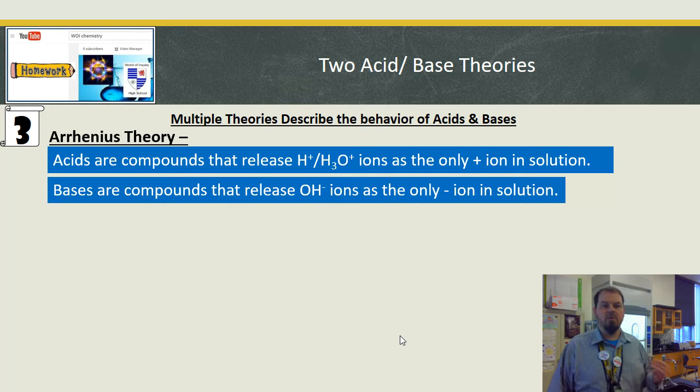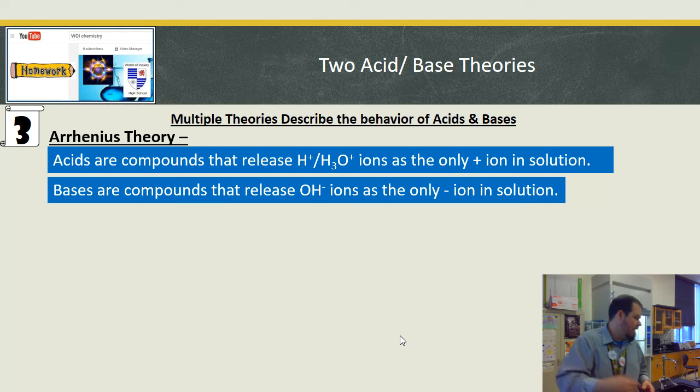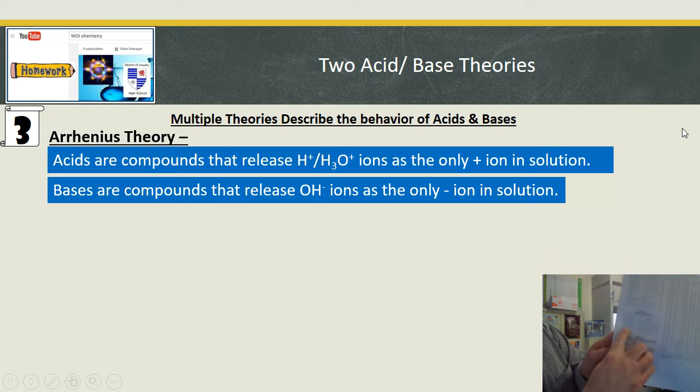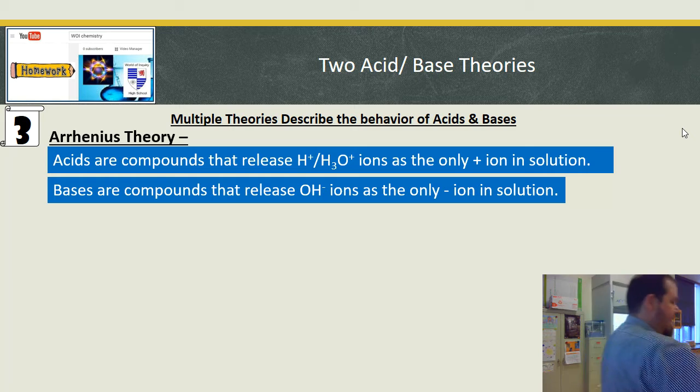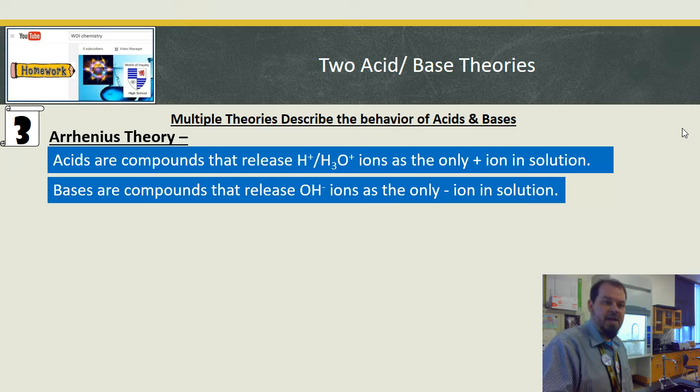And then bases release OH minuses. That release of OH minus is part of the definition, which implies that OH is in the molecule somewhere. And most of them on here have OH. If you look at the first three, y'all see that? I've got NaOH. Notice there's OH in it. And KOH, there's an OH in it. And CaOH. These things are going to dissociate into OH minus and Ca plus, and OH minus and Na plus, because bases are compounds that release OH ions into solution.